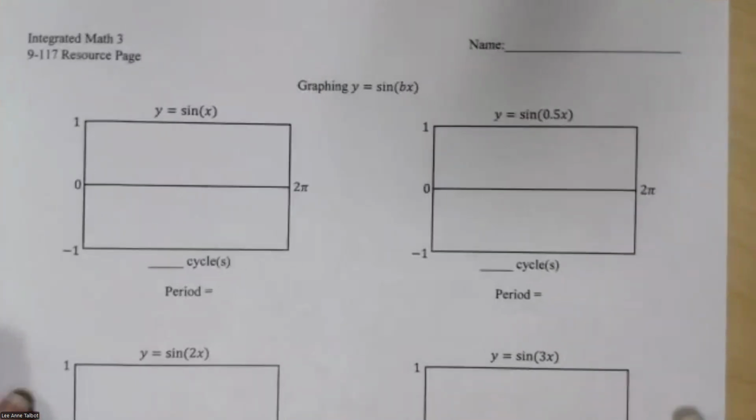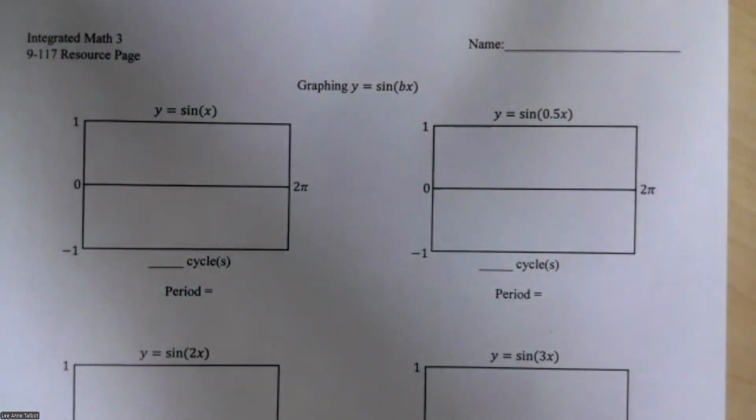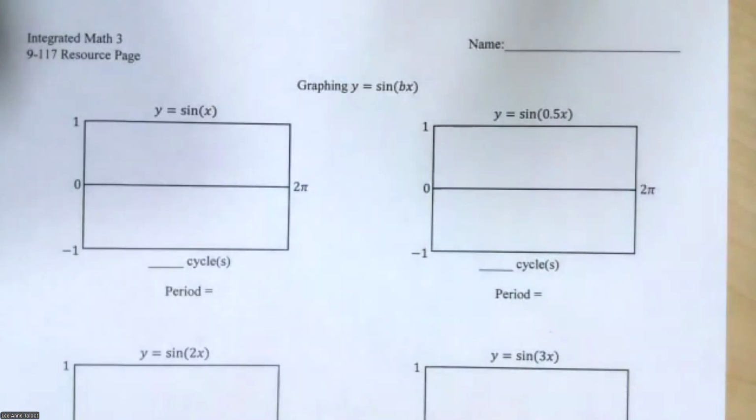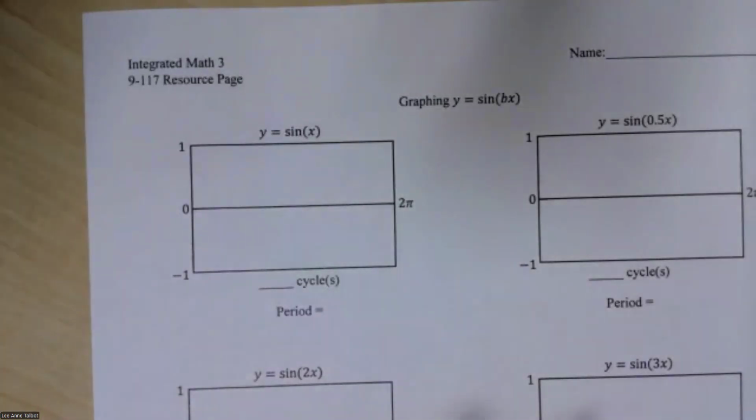Okay. So what we're going to do is hopefully have an understanding of what B does by the end of this resource page. I'm going to use my graphing calculator. So you guys do not need to do anything but sketch. This is going to be an art deal. Oh, how much you love the art.